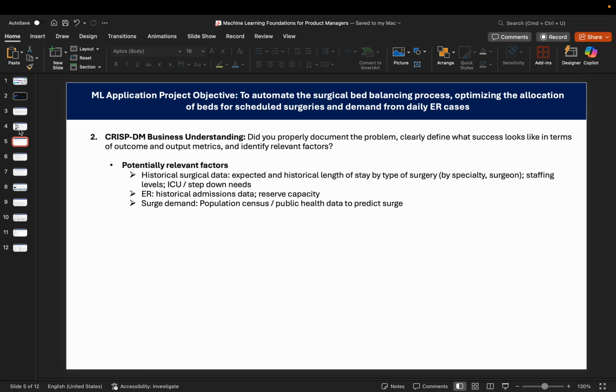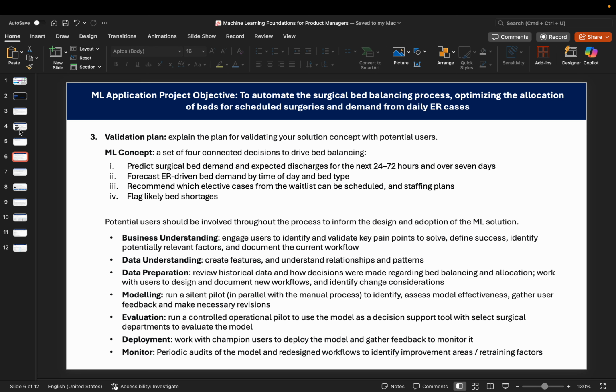From the emergency room, historical admissions data, the reserve capacity, and also sometimes when it's flu season or some adverse events happen, you have to predict the surge demand. So using public health data and population census to be able to predict those, and using the historical data lines to be able to predict those needs as the flu seasons and other pieces unfold. In terms of validation plan, the users should be involved pretty much throughout the process.